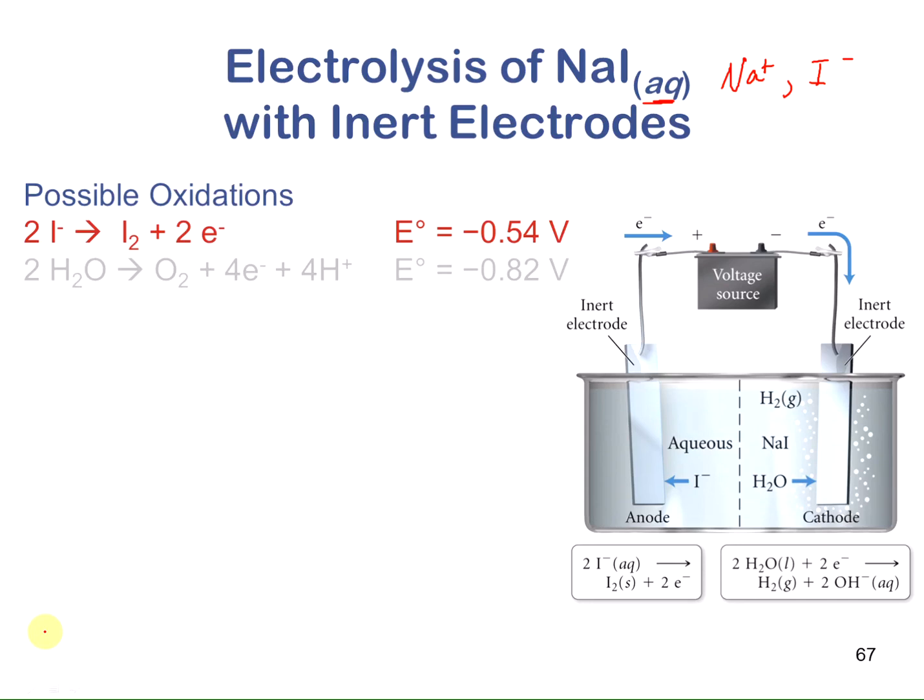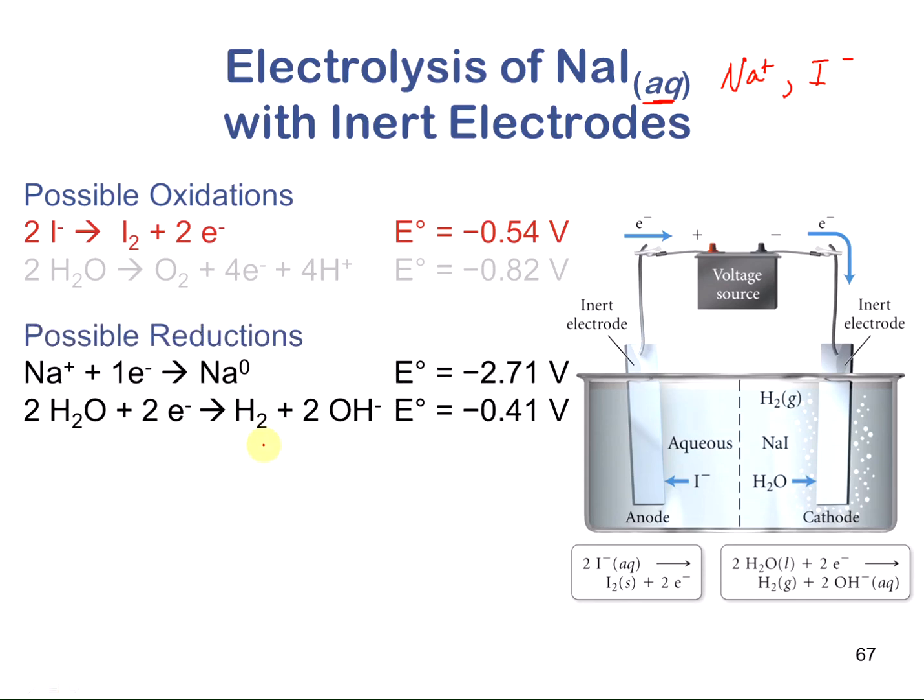Now let's see what happens with the reduction. Our possible reductions are sodium getting reduced to sodium metal, and the reduction potential for that is minus 2.71 volts. But the water can also be reduced, and when the water gets reduced, that reduction potential is minus 0.41 volts. Well, this time the water has the more positive value, the largest value. So the water is going to be reduced before the metal will be reduced. So the oxidation that occurs is the iodide reaction, and the reduction reaction that occurs is the reduction of water, if we're looking at the electrolysis of sodium iodide.